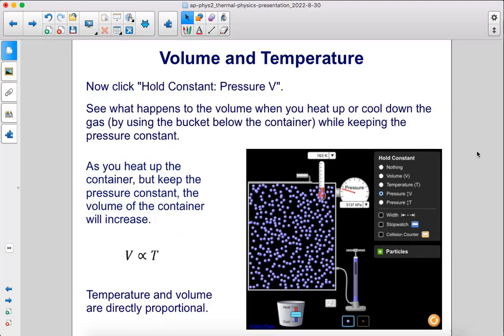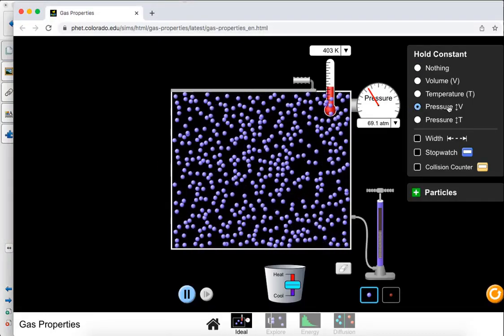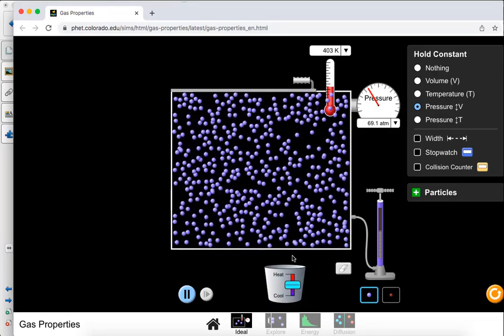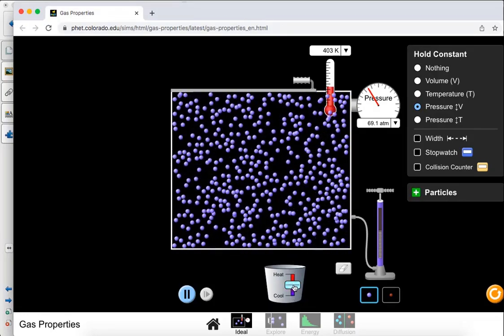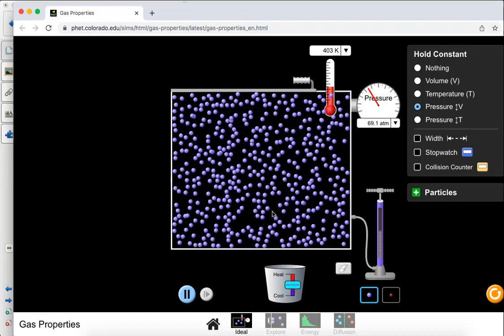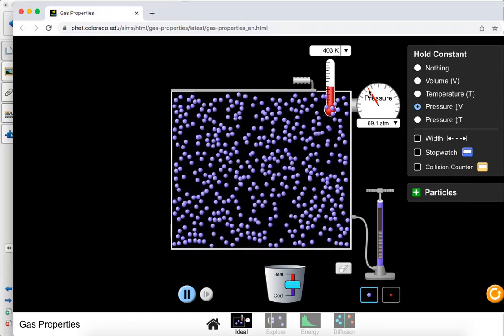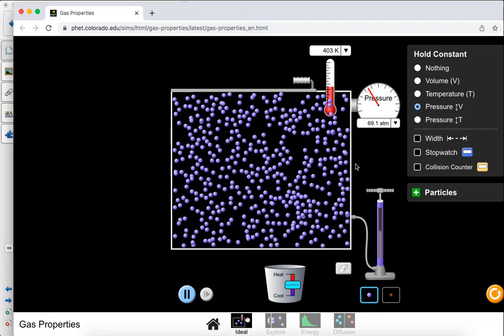Now click Hold Constant Pressure V. See what happens to the volume when you heat up or cool down the gas while keeping the pressure constant. All right, so we're going to keep the pressure constant, and we're going to change the temperature and see how that affects the volume. So if I heat it up, these are going to be moving around faster, which would increase the pressure. However, we're trying to keep pressure constant, which means this container can change shape.